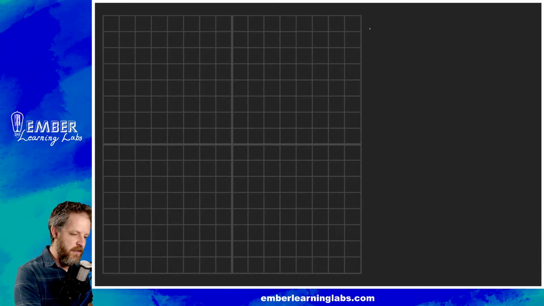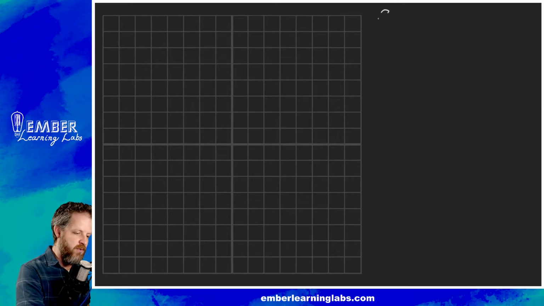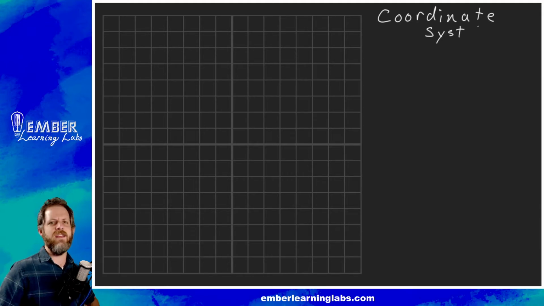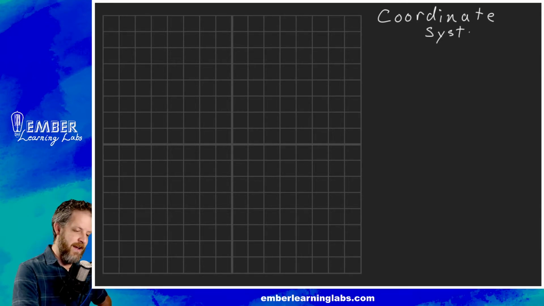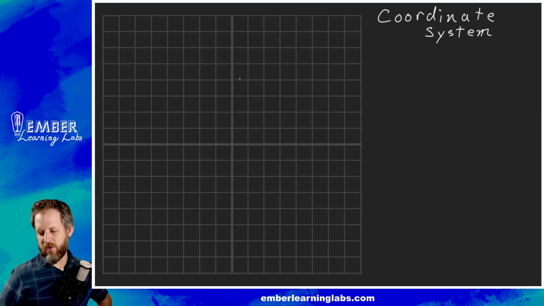First of all, this whole thing right here is called a coordinate system. If you want to be really technical, it's called a Cartesian coordinate system, named after Descartes. I can't remember what Descartes' first name was. I believe he was a French mathematician, but I could be lying. But there's your trivia for the day.